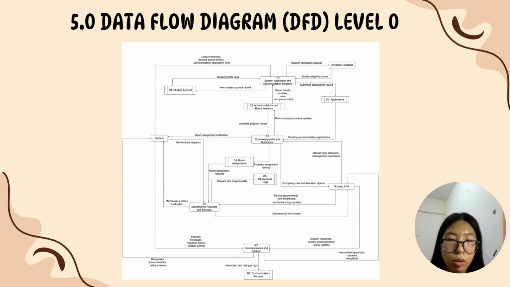Third, process 3.0 manages maintenance requests and service. When a student submits maintenance request details, the process first reads from data store 4 to verify their active tenancy. It then routes the task to the housing staff as a work order. All scheduling and progress updates are written to data store 5. Maintenance logs and status updates are sent back to the student.